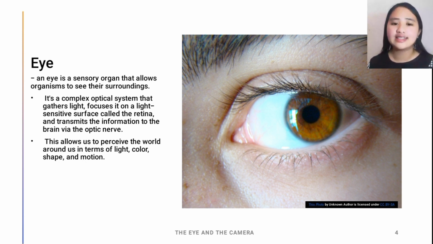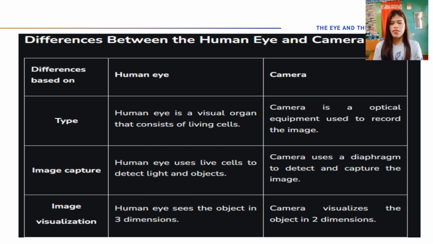The retina contains light-sensitive cells called rods and cones that convert light into electrical signals. These signals are then transmitted to the brain via the optic nerve, where they are interpreted, creating the visual perception we experience. The eye's ability to adjust its focus, adapt to different lighting conditions, and perceive colors contributes to our sense of sight. There are differences between the eye and the camera.